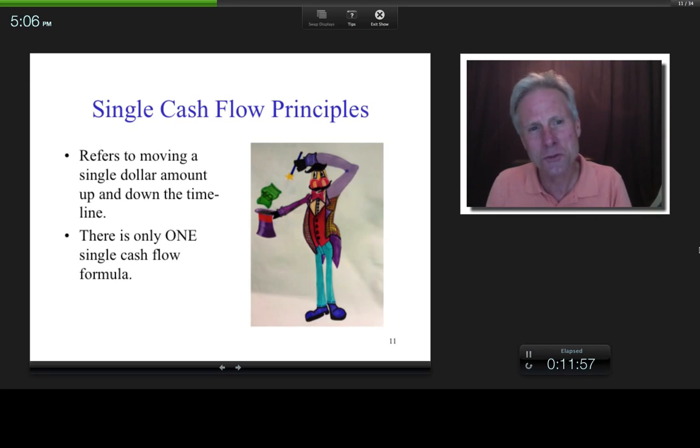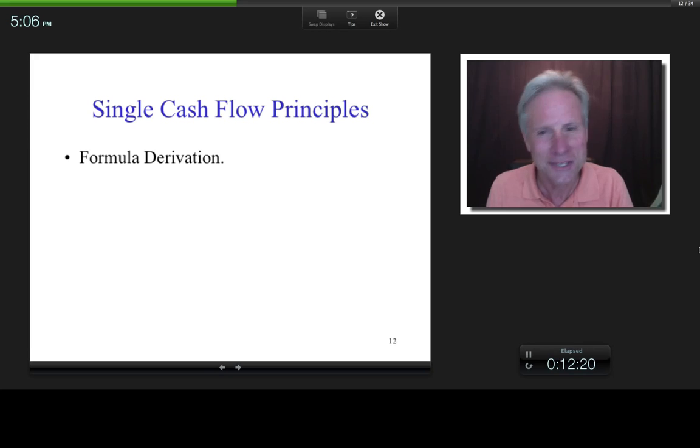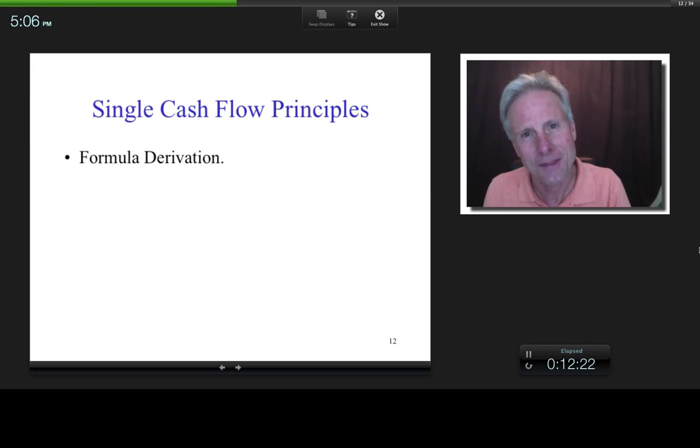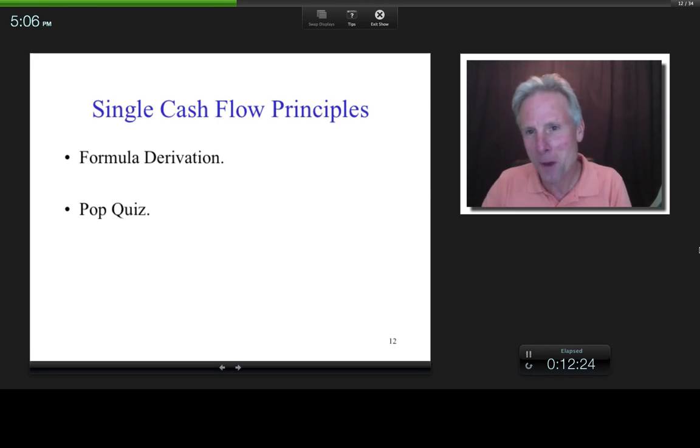So let's get into single cash flow principles. Basically this refers to, as I mentioned at the beginning, that $10 that was at time 1, and how can we move it to time 3? Basically, it refers to moving a single dollar amount anywhere along the timeline that you want to. And it turns out there's only one single cash flow formula. So let's derive that. How about your first pop quiz?